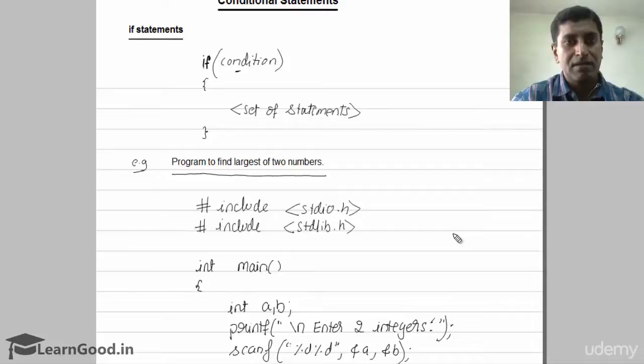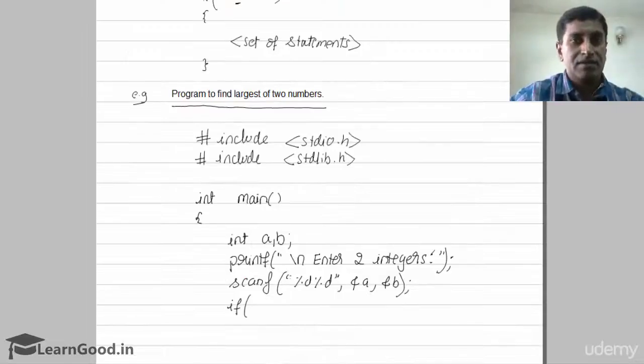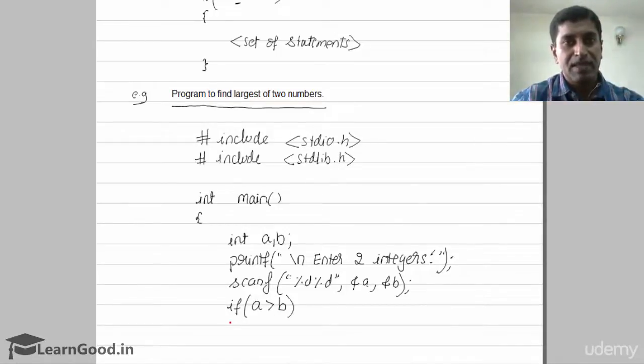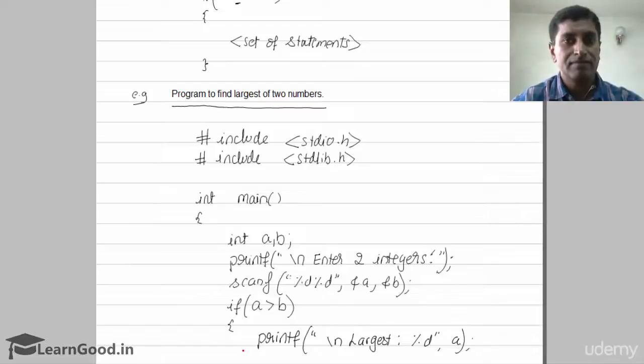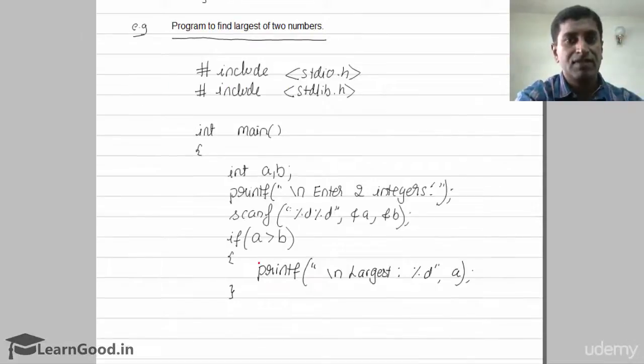And then here you can check which is greater. You can check by giving if a is greater than b. If this condition is true, then I have to display a as largest. Then I'll give printf "\n largest is equal to %d", that is, display the value of a. If this condition is false, then b is largest.